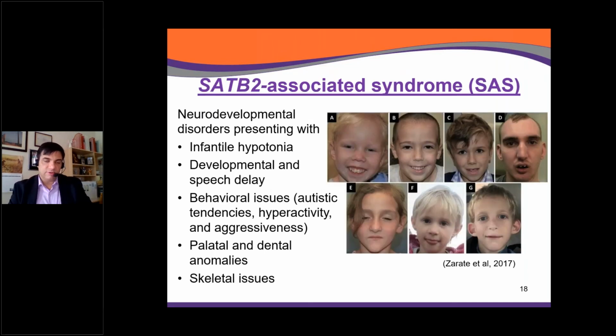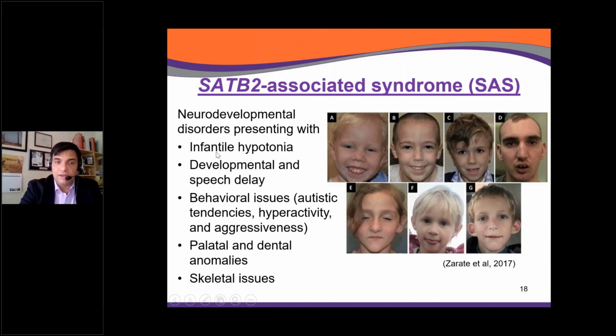Then we explored other conditions that present with ASD and also other types of neurobehavioral disorders. One of these was the SATB2 associated syndrome, so called because it's associated with either pathogenic variants or rearrangements affecting the SATB2 gene. And you can see here some of the individuals described in a paper from 2017.